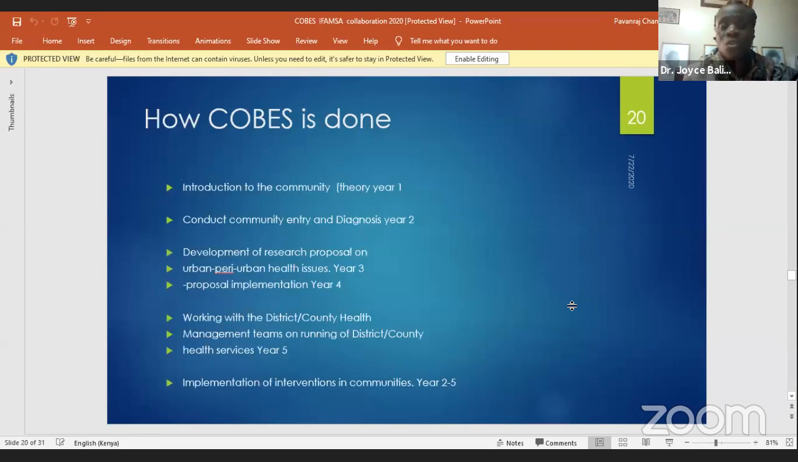So who does scopes? How is scopes done? We have to teach skills, introduction to the community, skills for community diagnosis, skills for development of research proposals, skills of working with the counties and so on. And of course, skills on implementation of interventions in communities. And of course, you see that is done in year 2 to 5, but otherwise each year has its own distinct area where it requires to get particular skills needed to be researchers.